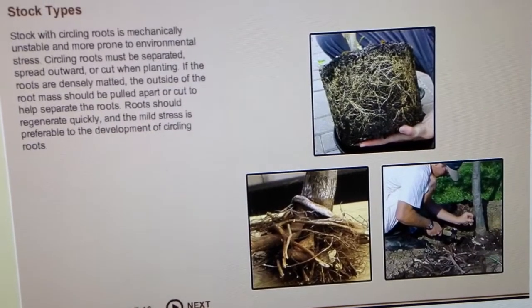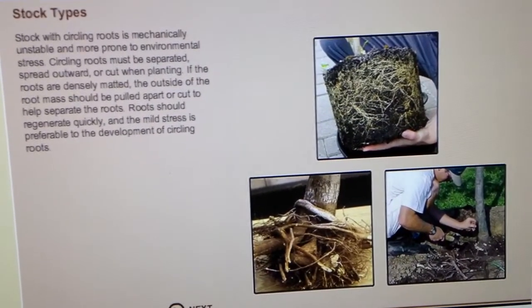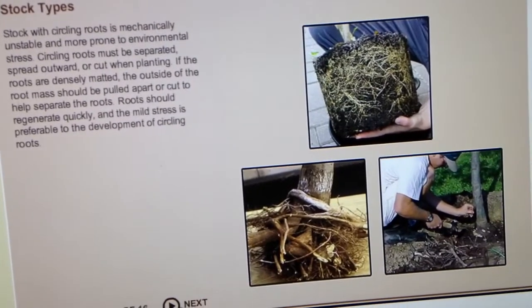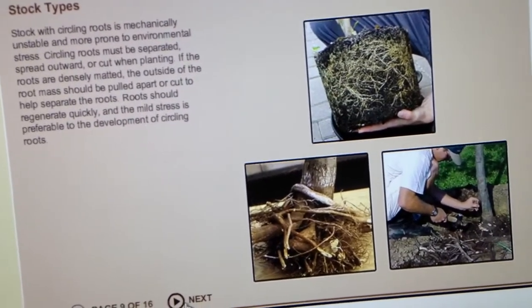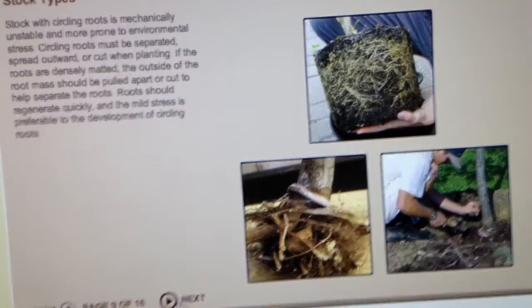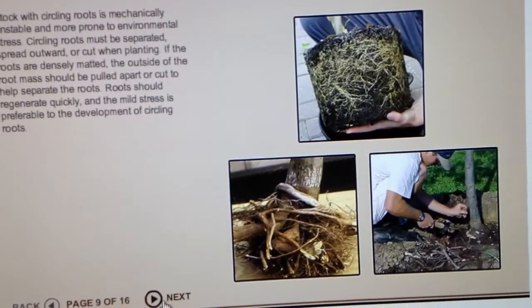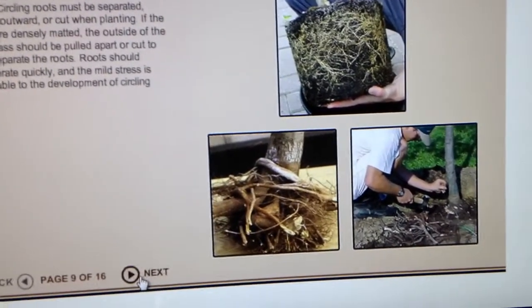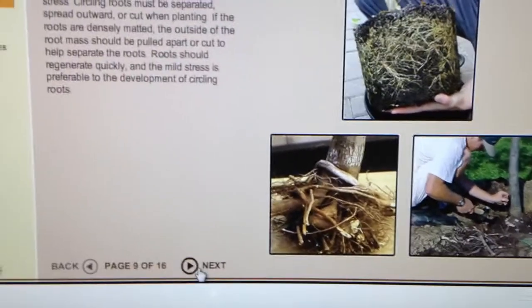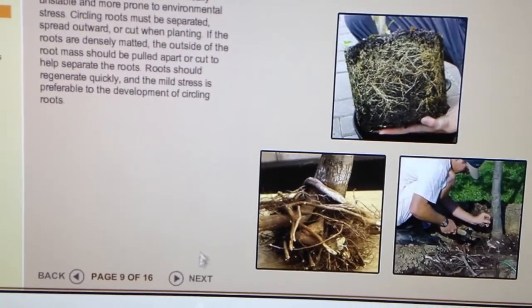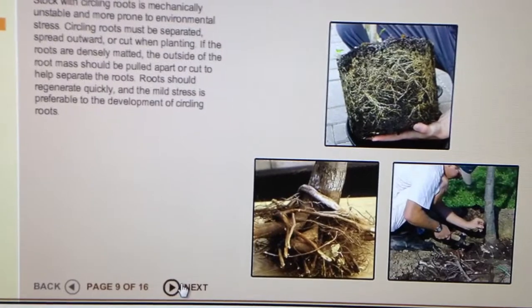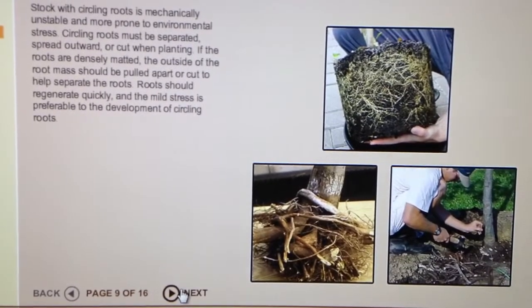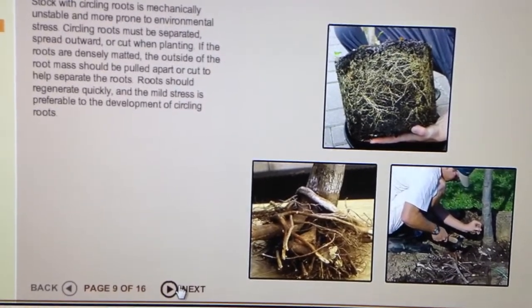Stock with circling roots is mechanically unstable and more prone to environmental stress. Circling roots must be separated, spread outward, or cut when planting. If the roots are densely matted, the outside of the root mass should be pulled apart or cut to help separate the roots. Roots should regenerate quickly, and the mild stress is preferable to the development of circling roots.